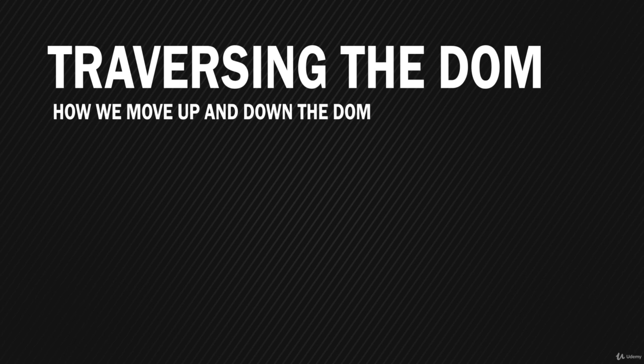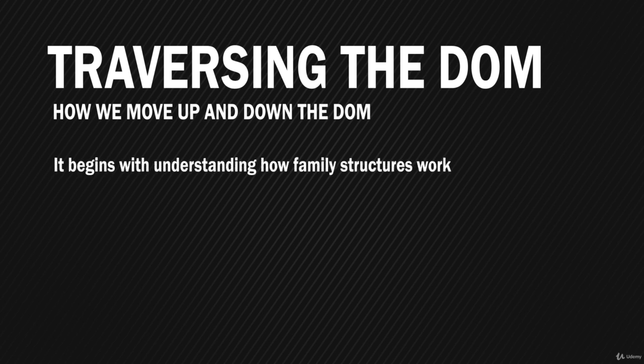etc., etc. Well, as it turns out, in order to understand how to traverse the DOM, it all begins with understanding how family structures work. But of course here we're not talking about literal families, we're talking about the DOM tree. It just so happens that our entire HTML page works the same way. How cool is this? And as we saw in one of the previous sections, all nodes in the DOM can be expressed as parents, children, and siblings.